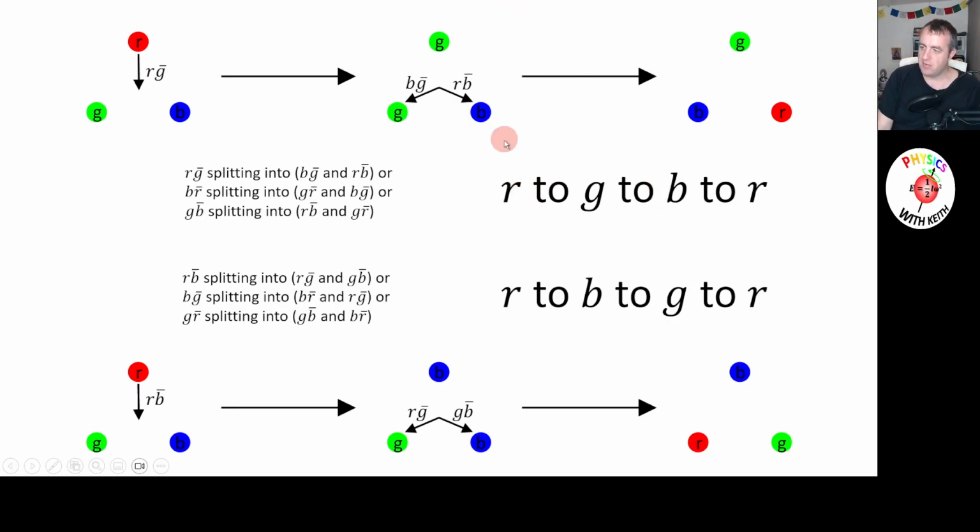So, this is just to clear it up. Red goes to green, green goes to blue, blue goes to red. Or on the second one, red goes to blue, blue goes to green, green goes to red. So we've got those 2 processes as well.